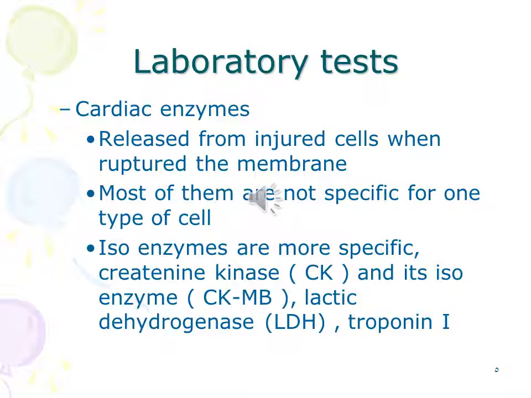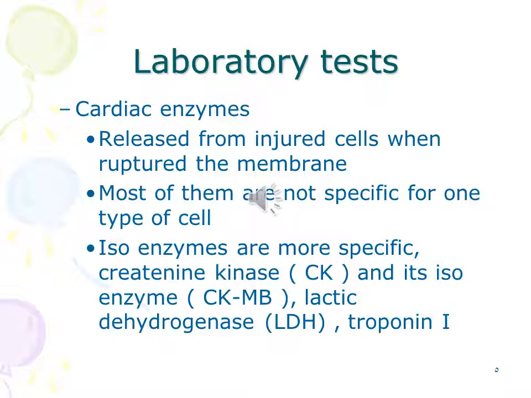Some of the enzymes are not specific for the cardiac cell, others are specific. The CKMB is the specific cardiac enzyme. We have the CK, or CPK, creatine phosphokinase. The CK has 3 isoenzymes. The one specific for the cardiac muscle is CKMB, CKMM is for the muscle, and CKBB is specific for the brain.